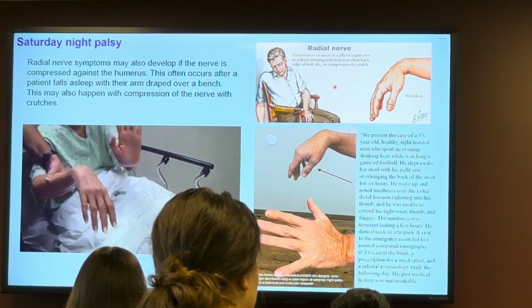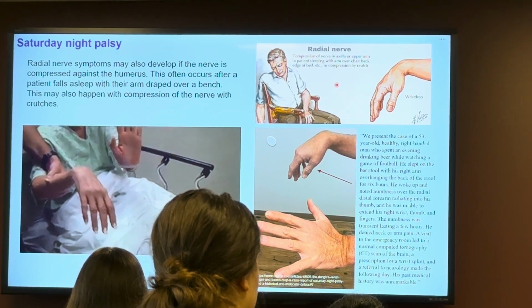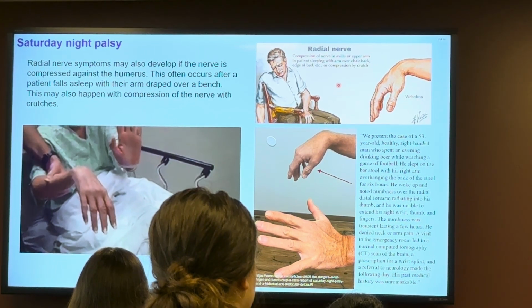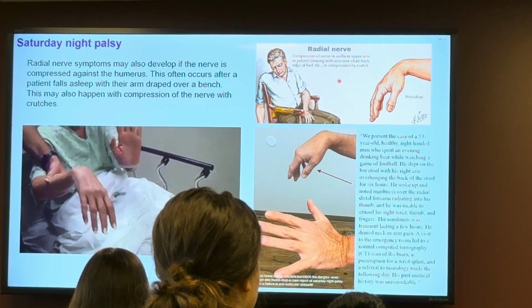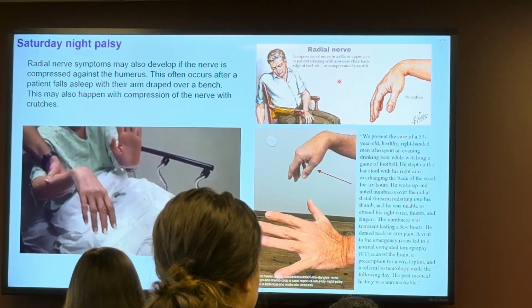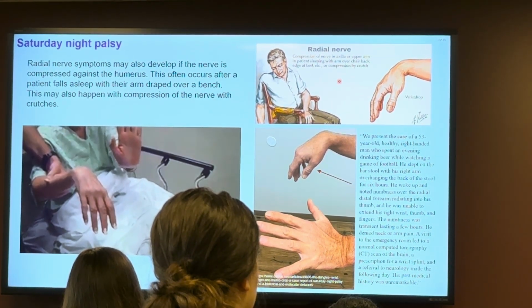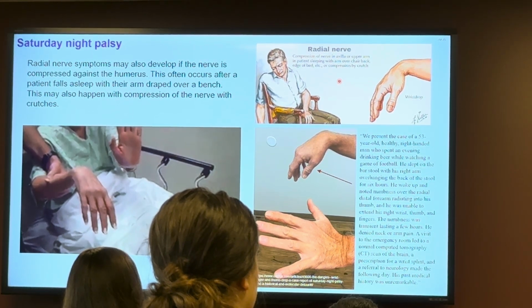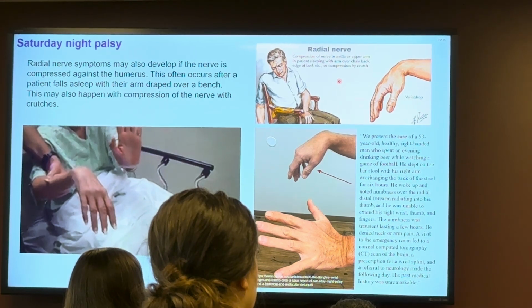Another way this can happen is with what they call Saturday night palsy. I don't know how big of an issue this is anymore, I guess, but it's always written out the same way. So the patient presents after a long night, a little bit too much fun at the bar or something like that, and they fell asleep, aka passed out, with their arm draped over a park bench or their arm draped over a chair or something at the bar.